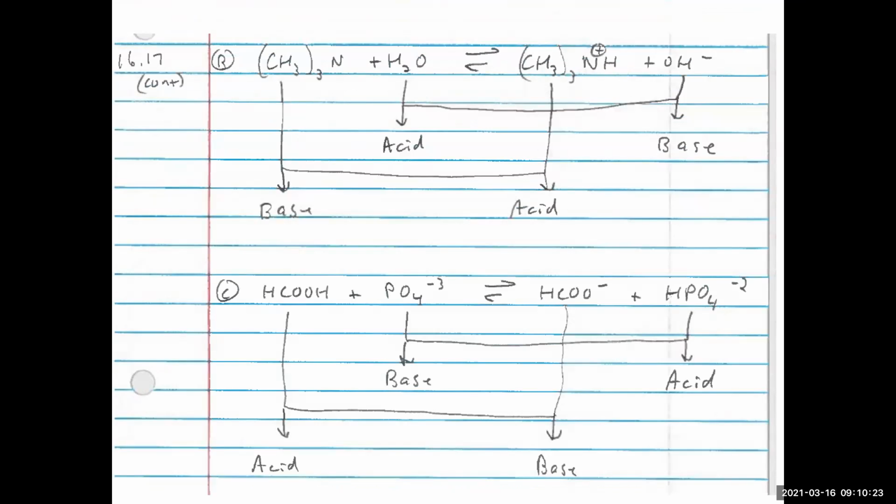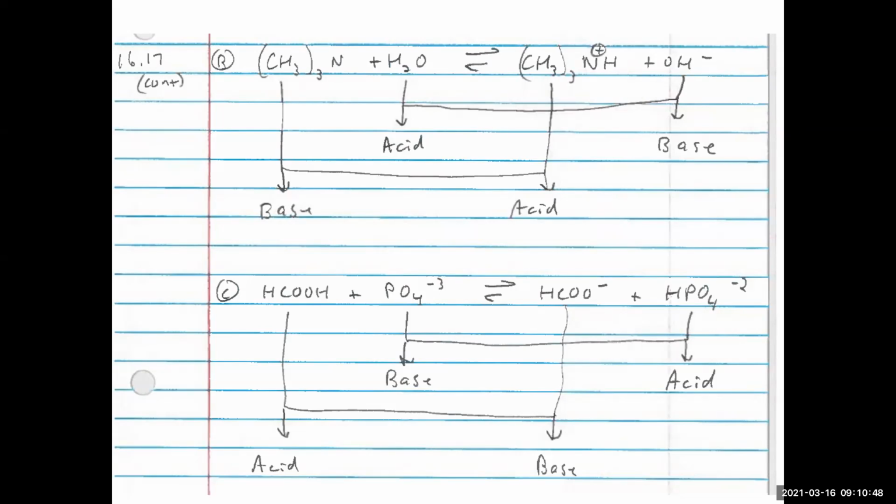The next one, CH3N plus water, going to CH3NH plus OH minus. Once again, we're looking on each side to see which of the molecules can either donate or accept a proton, and then going to the other side to see what its conjugate is.